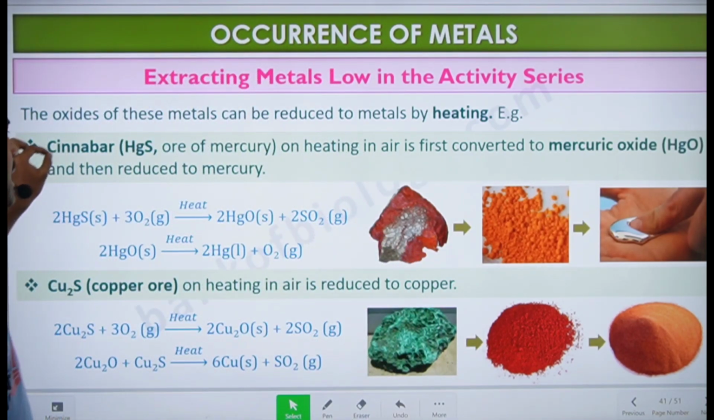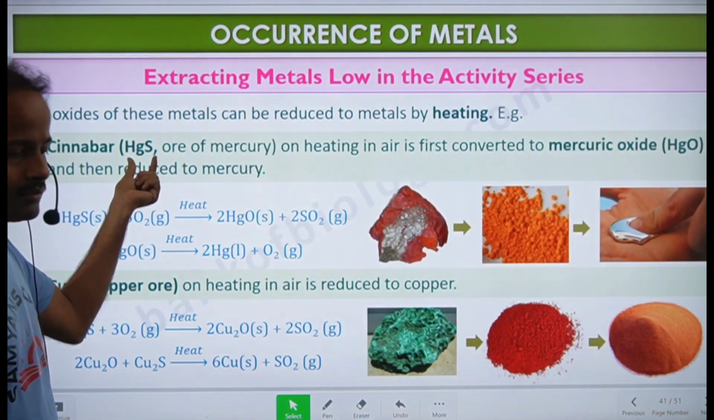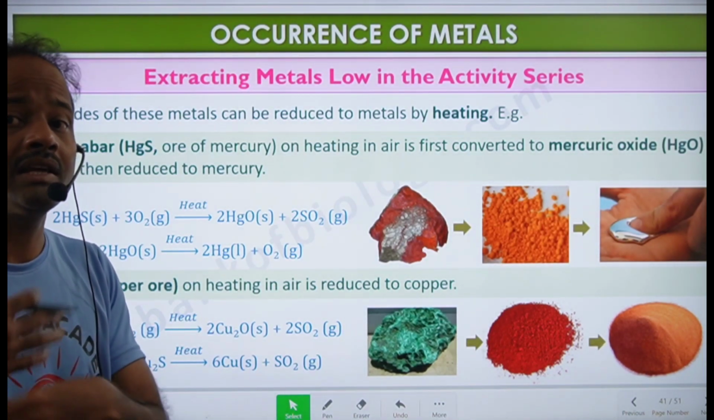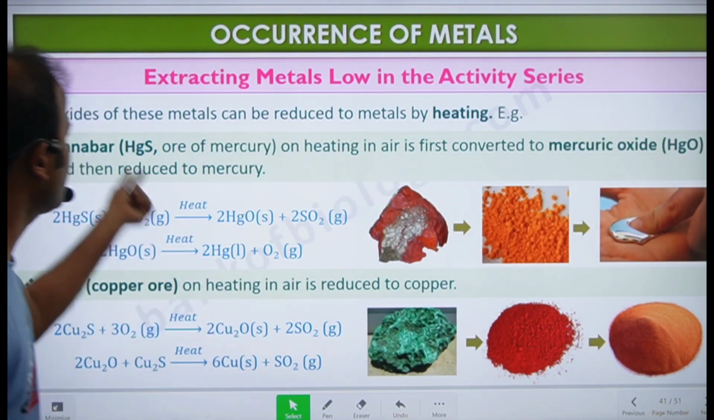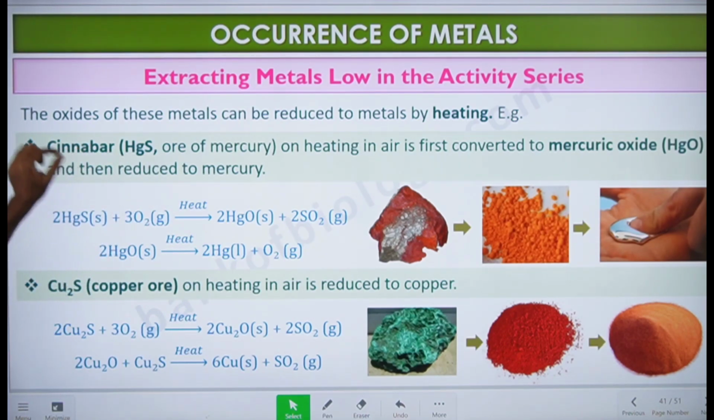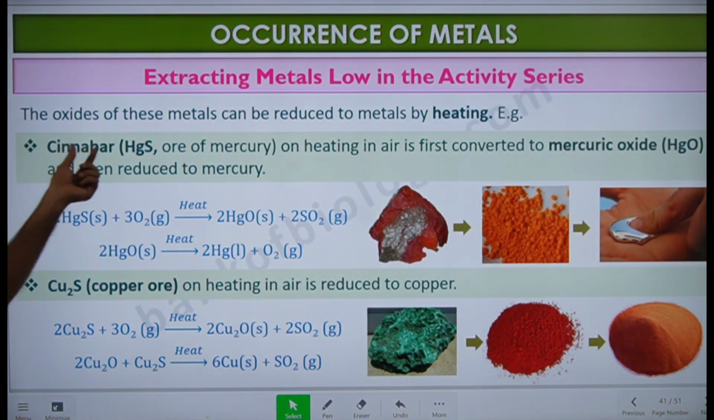So mercury is available in the cinnabar ore, in the form of sulfide. The metals which have low reactivity in the series are available in their sulfide forms. Okay, mercury is available as mercury sulfide, and this is also called cinnabar. And the oxides of these metals can be reduced to the metals by heating. For example, you take the cinnabar. This is an ore of mercury.